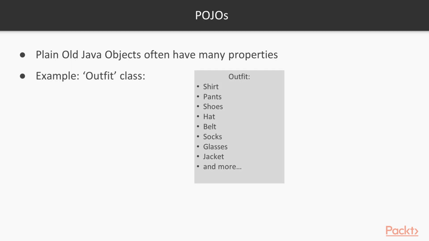So here's our outfit class. It has information about the shirt that we have on, the hat, the belt, the socks, the jacket, and whatever other accessories that you want to be in our outfit. They are held within the outfit class, and that's why it's a POJO, plain old Java object.